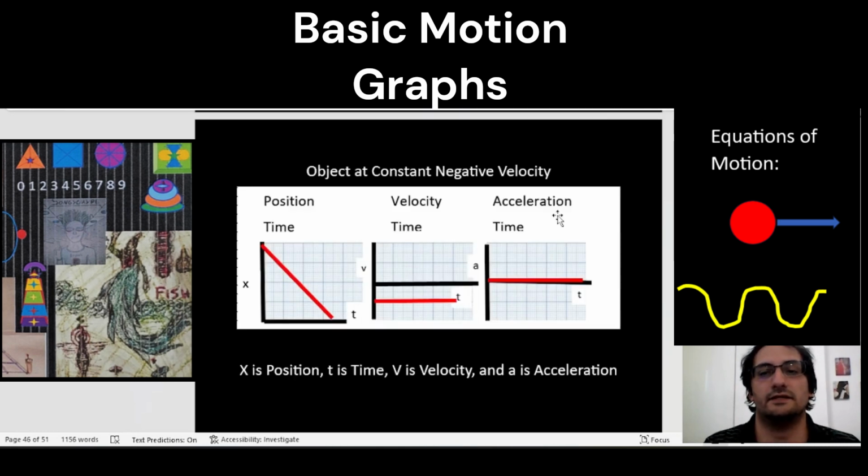Object at a constant negative velocity: the position will decrease towards zero, or if it is already zero or negative, it will become more negative with a negative slope. Since the negative velocity is constant, there's just going to be a line below the horizontal axis, in the negative portion of the y-axis, which is the velocity, showing that the velocity is constant with a flat line. And because the velocity is constant negative, there's going to be zero acceleration.